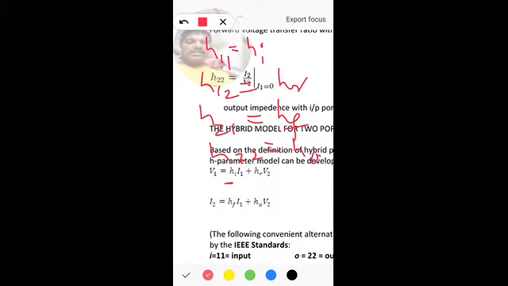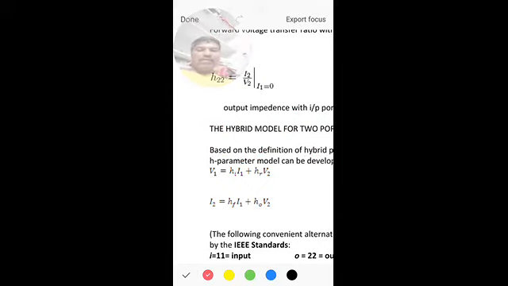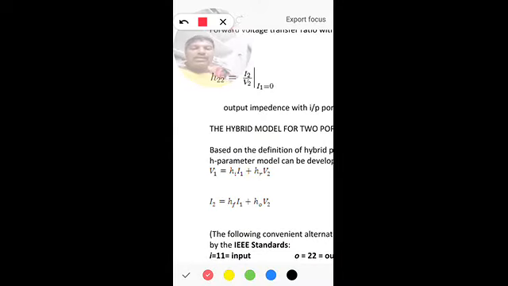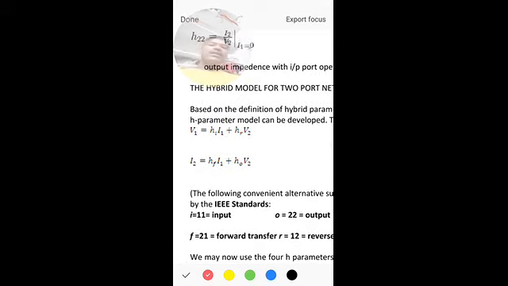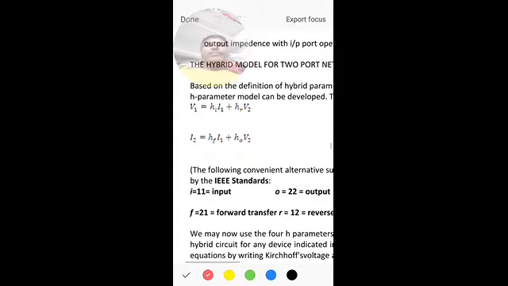So H11 is HI, H12 is HR, H21 is HF, H22 is H0. So now the parameters: H11 is the input impedance, H12 is reverse voltage gain, H21 is the forward current gain, and H22 is the output admittance.